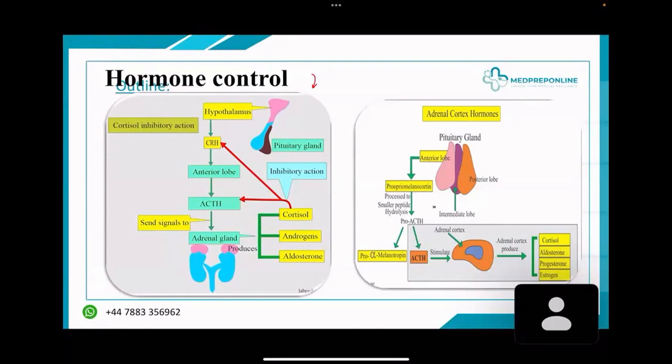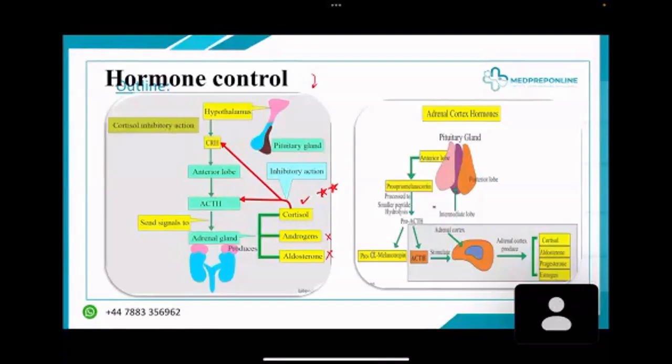Now this ACTH will go to the adrenal gland, and in response, the cortex and the medulla, cortex mainly, will secrete the hormones cortisol, aldosterone, and androgen, correct? Now, as we all know, most of the cycles have a negative feedback. So the negative feedback to ACTH comes from cortisol, not from androgen, not from aldosterone. This is a very important key point to remember. The cortisol has an inhibitory action on ACTH secretion.